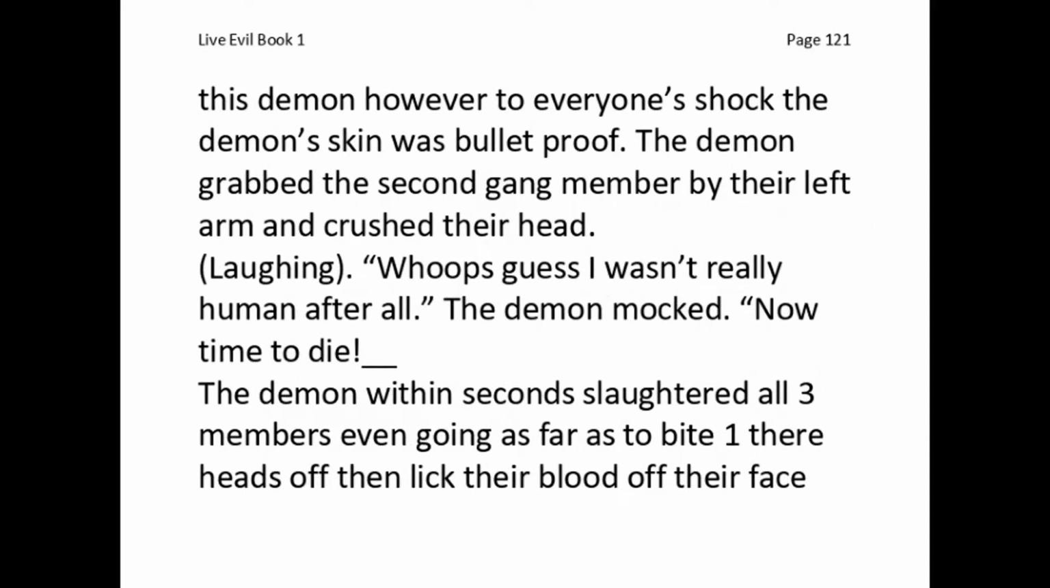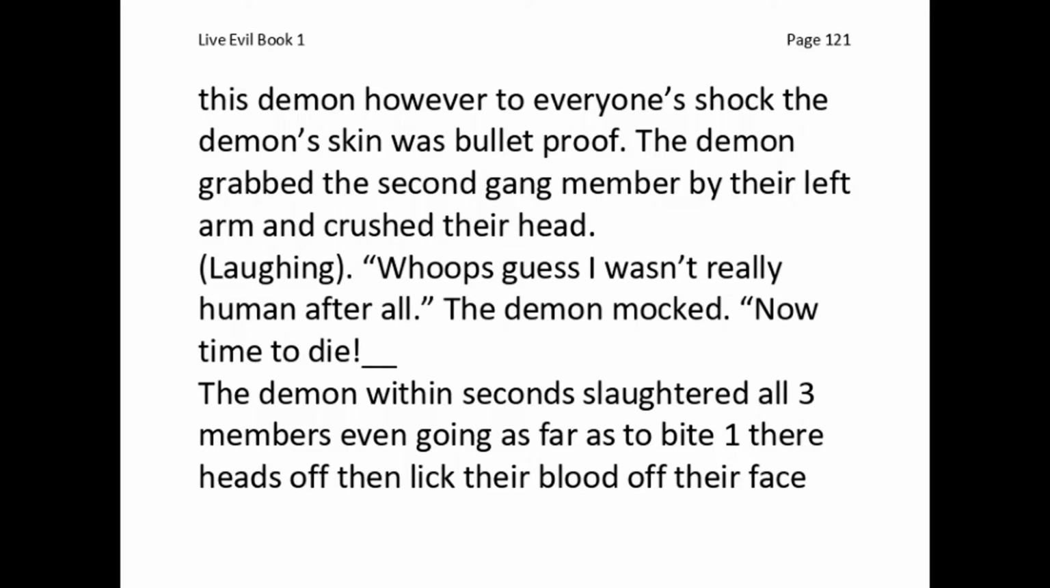The demon grabbed the second gang member by their left arm and crushed their head, laughing. "Whoops, guess I wasn't really human after all," the demon mocked. "Now time to die." The demon within seconds slaughtered all 3 members, even going as far as to bite their heads off, then lick their blood off their face and swallow it. Now that they were gone, all that was left was me and the demon.